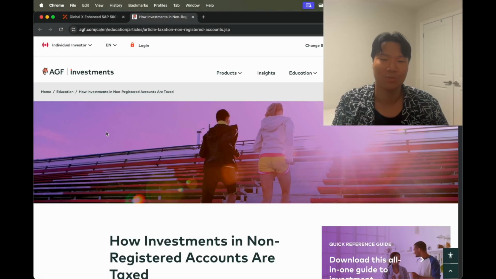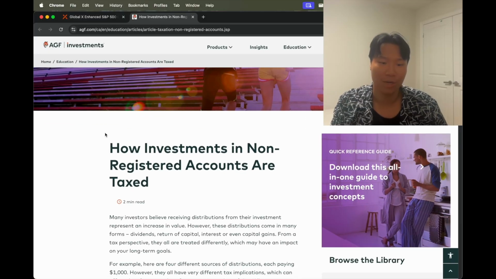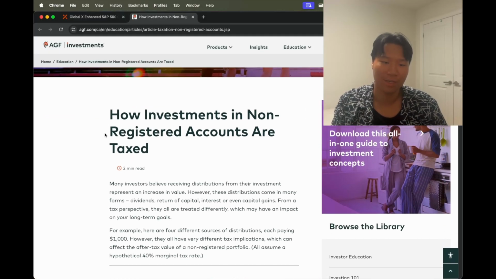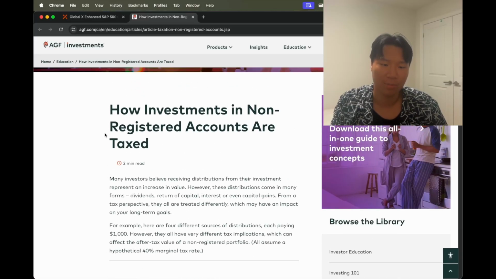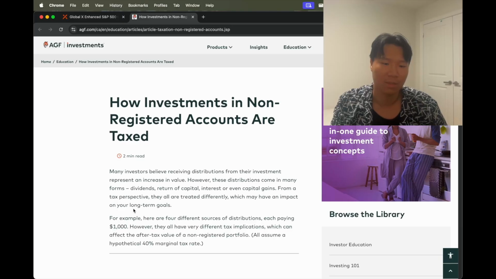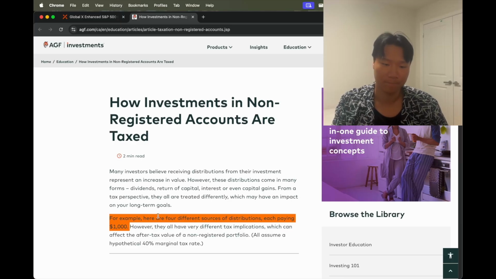Alright, so let's jump straight in. I wanted to go over this new little article I found about the 4 different tax classifications, and they provide examples and visuals so that it's easier to digest. So, how are investments in non-registered accounts taxed? For this article, there are going to be 4 examples, and each example is going to be on $1,000 of investment income and a hypothetical 40% marginal tax rate.